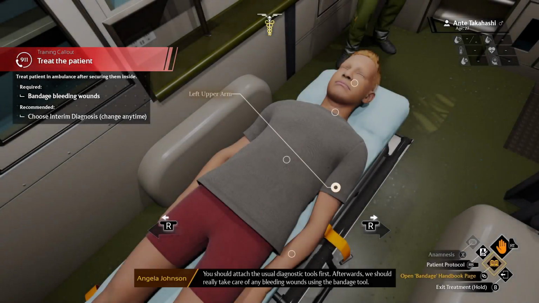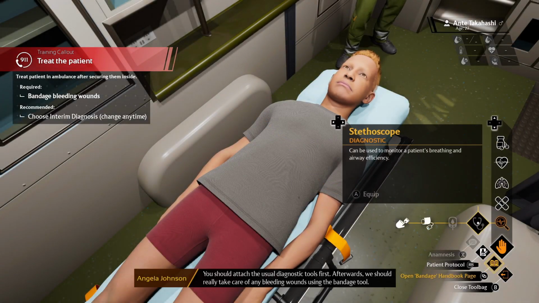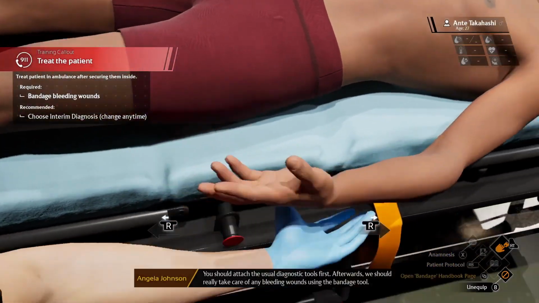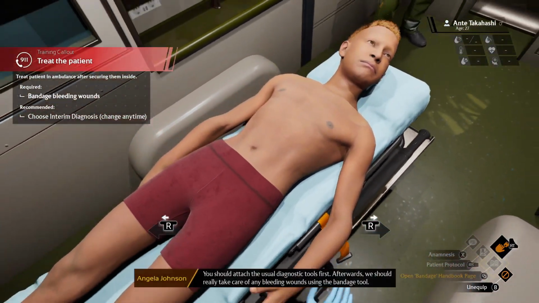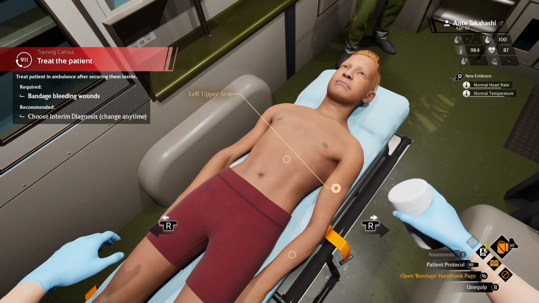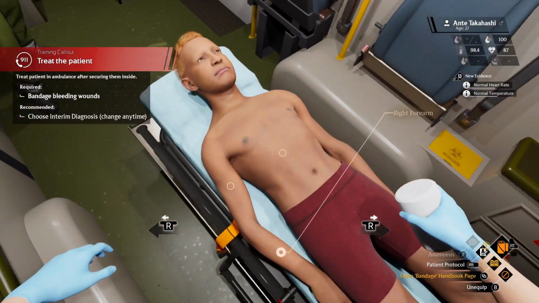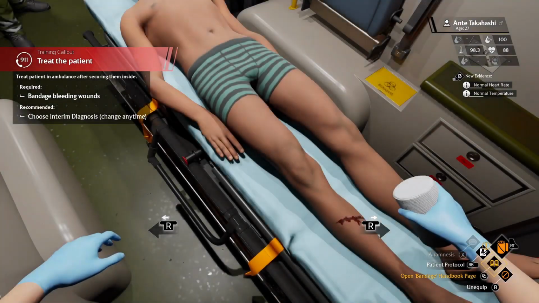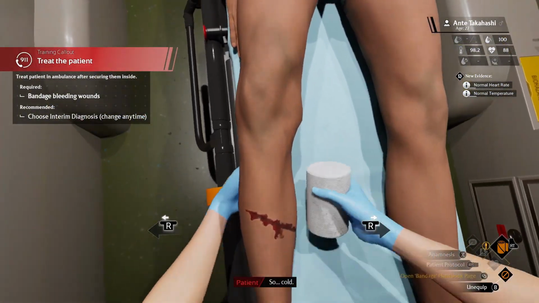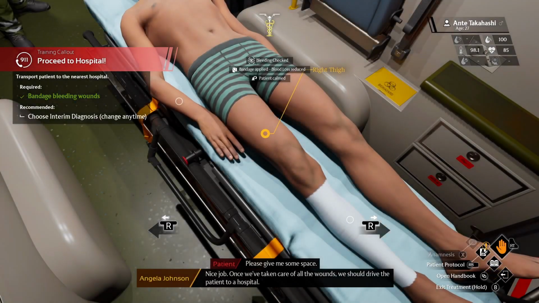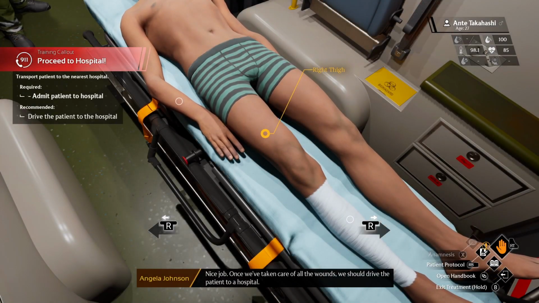You should attach the usual diagnostic tools first. Afterwards, we should really take care of any bleeding wounds using the bandage tool. I feel better now. So cold. Please give me some space. Nice job. Once we've taken care of all the wounds, we should drive the patient to a hospital.